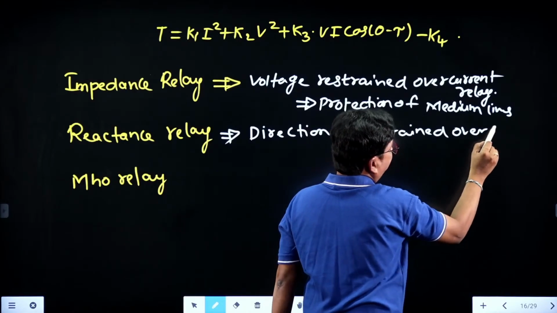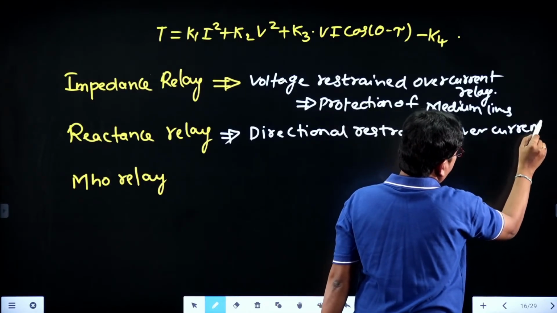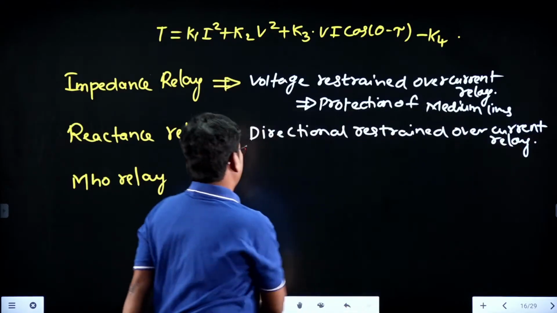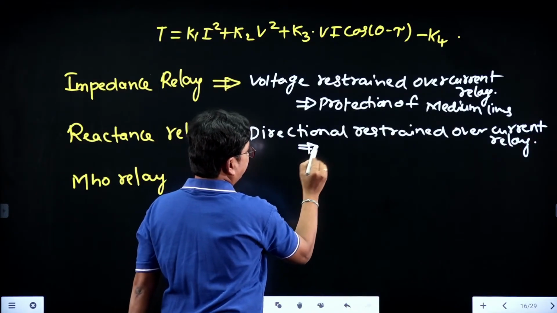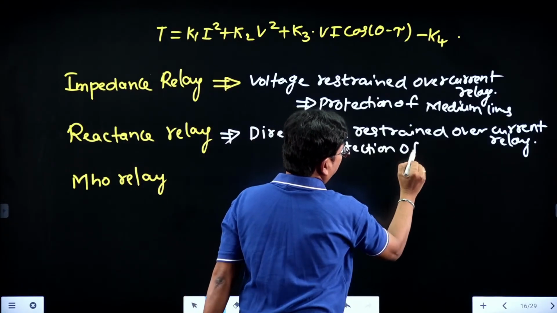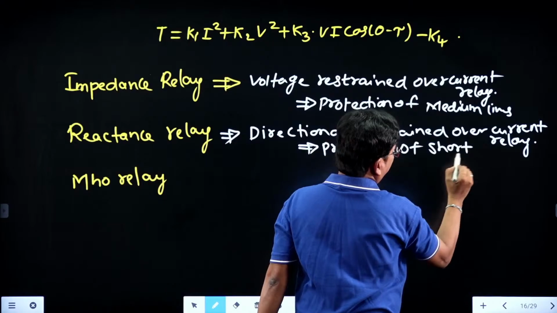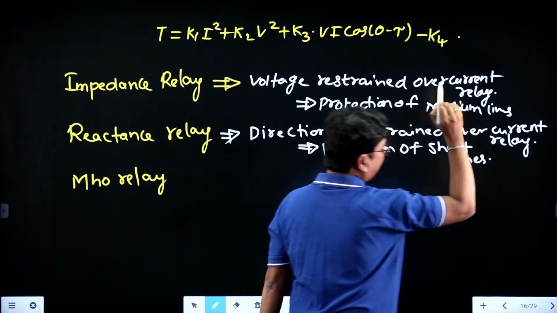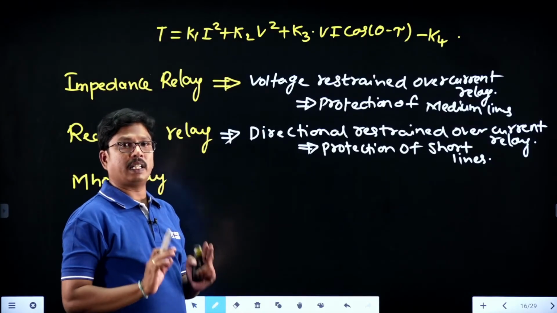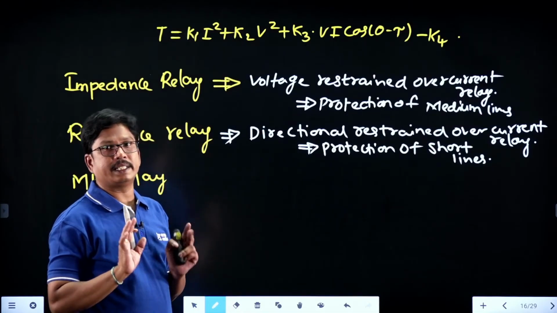Over current relay. So what is the purpose of this one? Protection of short transmission lines, right? This relay is used for protection of lines whenever there are arcing faults like LG and LLG.